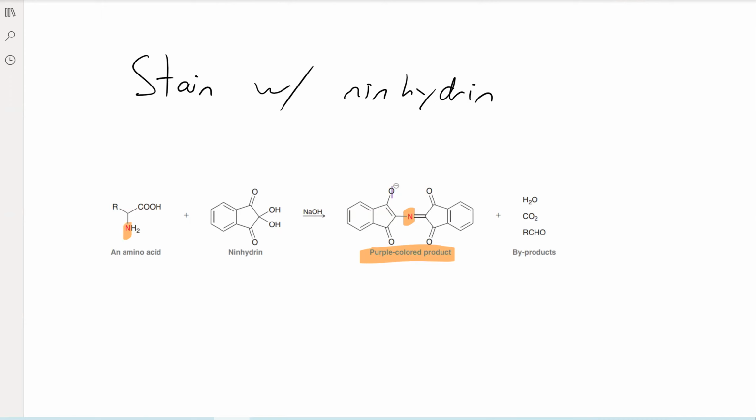Another kind of cool thing about this reaction is you totally destroy your amino acid. The R group, the carboxylic acid, and all of these groups, even these hydrogens, end up as byproducts: water, carbon dioxide, and an aldehyde. The only part of your molecule that stays on the stain is the nitrogen, which is kind of a cool idea.